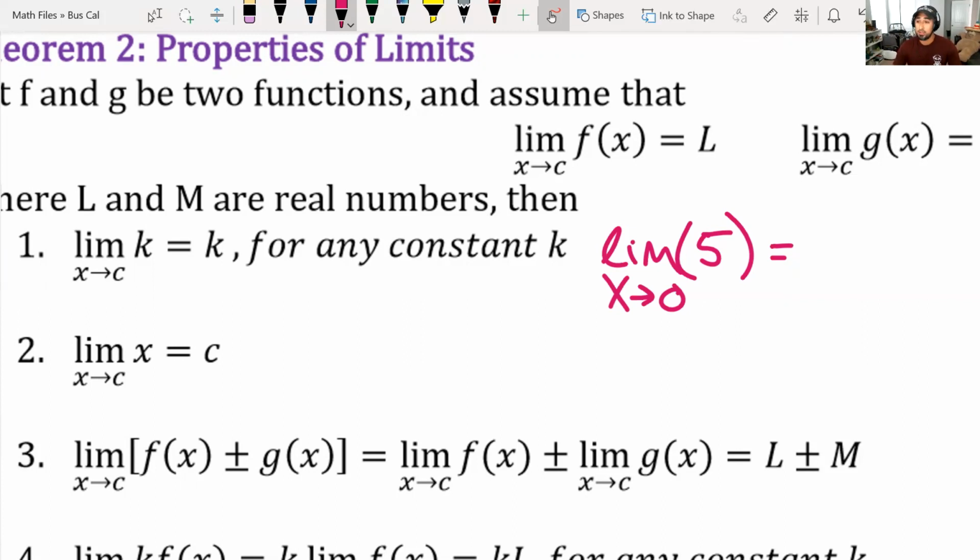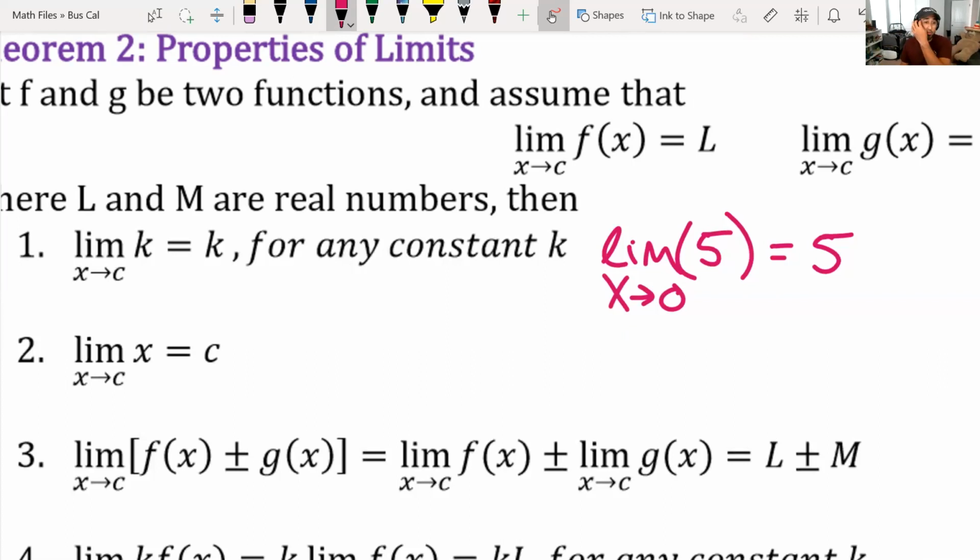So the limit of a constant will always be a constant no matter what number x is approaching. So the limit of 5 will still be 5, no matter what. If it was the limit of 10, the limit would still be 10, no matter what number x approaches. X could be approaching infinity, and the limit would still be 5.